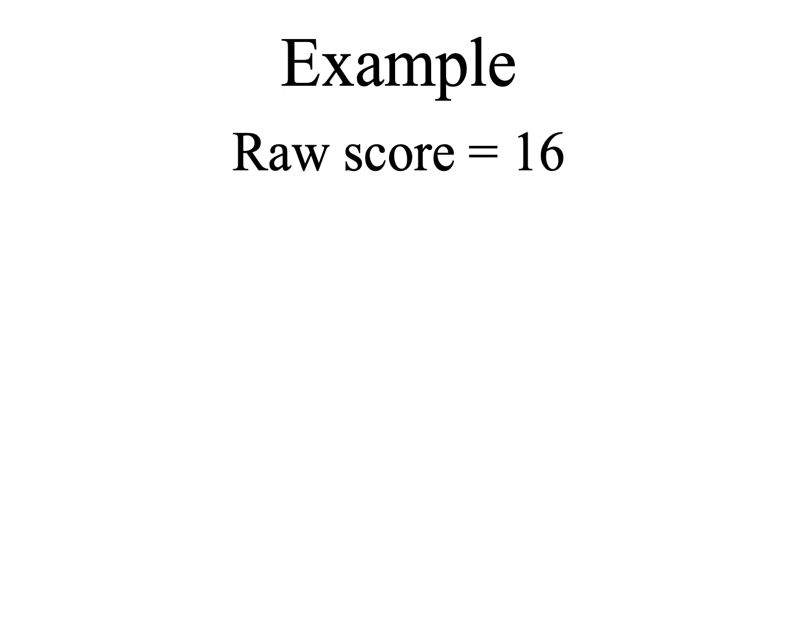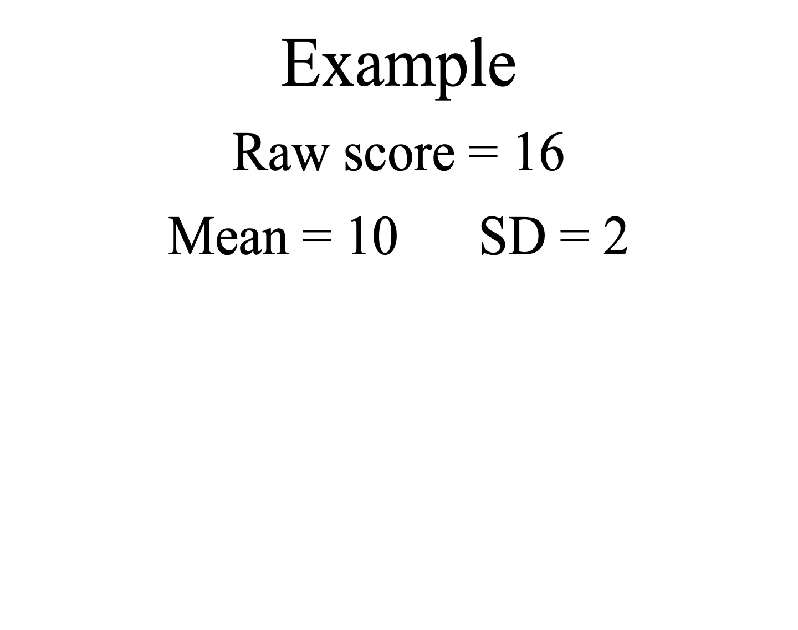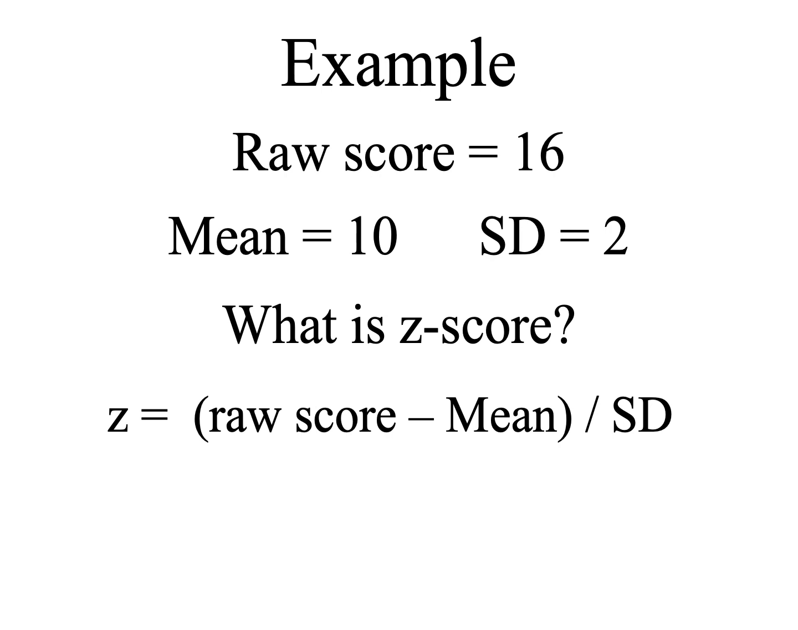Let's say a student gets a raw score of 16 on the test. And let's say the mean of the class on the test is 10. And the standard deviation is 2. So here's the question. What is the student's z-score? To solve this question, we will use the formula where we take a raw score and turn it into a z-score. So here is the formula. We can use this to take a raw score and turn it into a z-score.